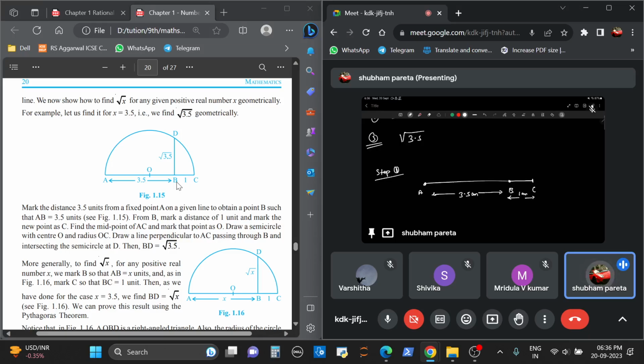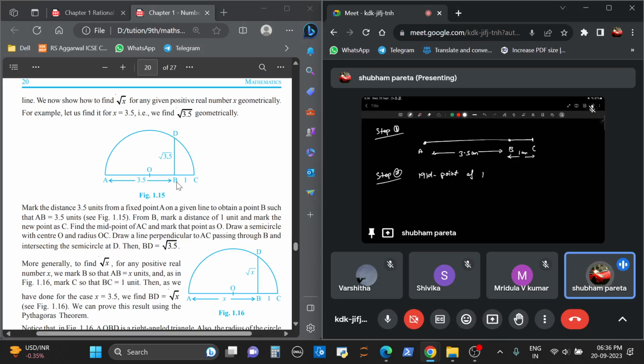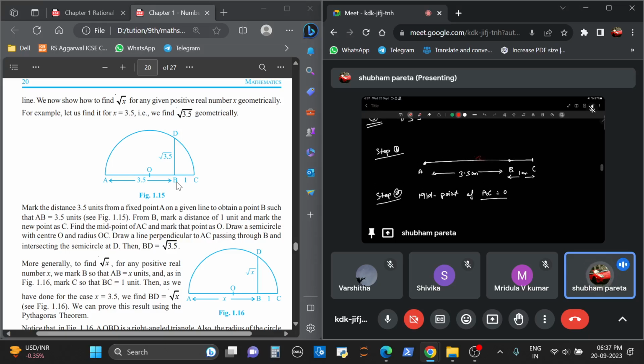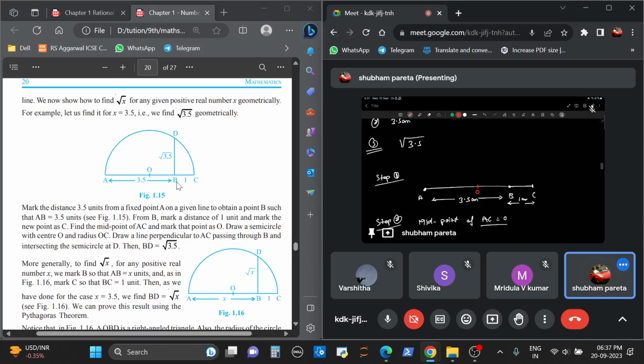Now step number 2 is take the midpoint of AC, and that will become O over here. So what is the midpoint of AC? That will become O over here. Now taking O as a center, draw a semicircle like this.